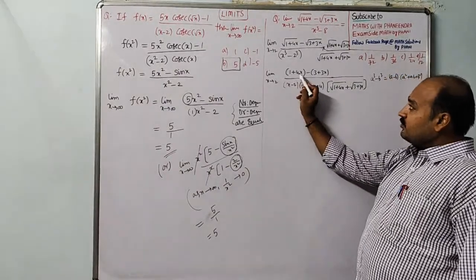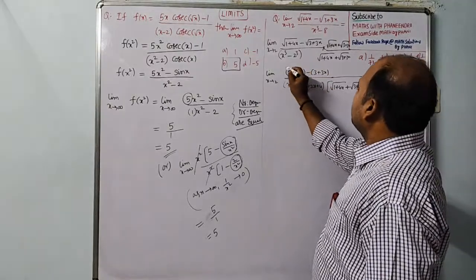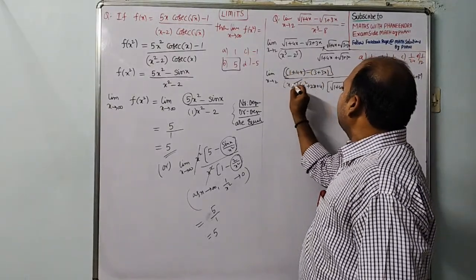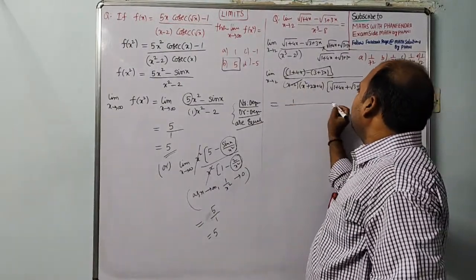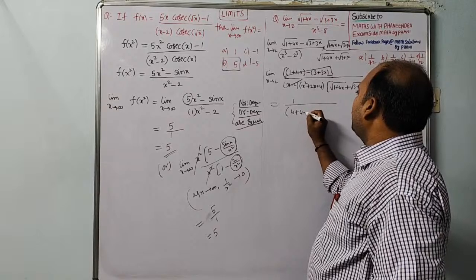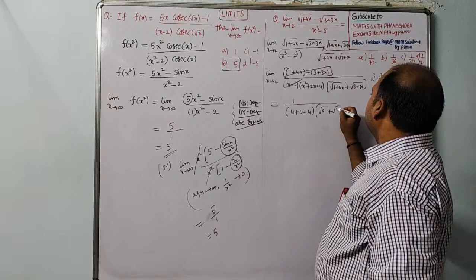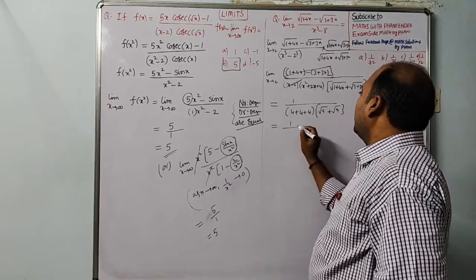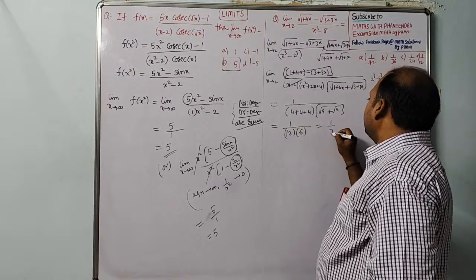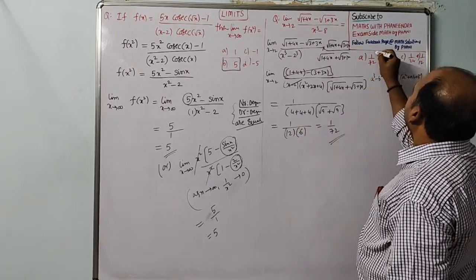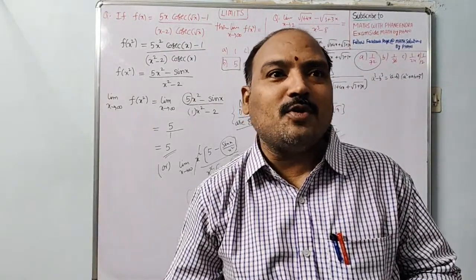You observe that 4x minus 3x is x, and 1 minus 3 is minus 2. So this complete numerator value is x minus 2, and it will be cancelled. In the remaining places, wherever x is there, replace it with 2. So 4 plus 4 plus 4 into root 9 plus root 9, which is equal to 1 by 4 plus 4 plus 12 into 6. 12 into 6 is 72. So 1 by 72 is our required answer, dear students. Do you understand, all of you?